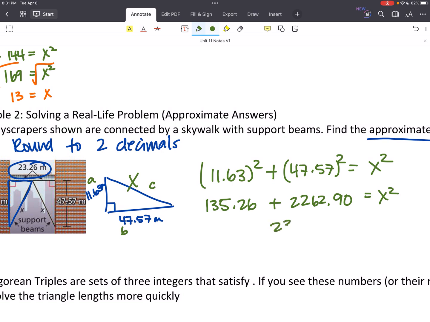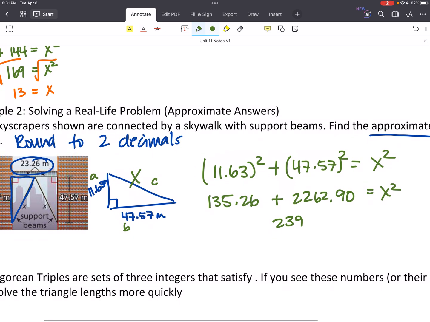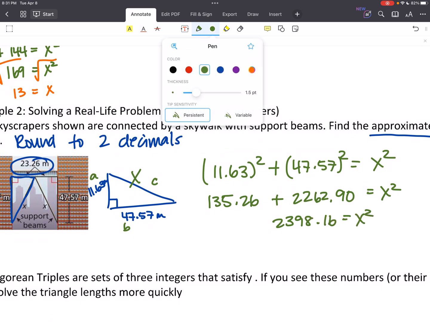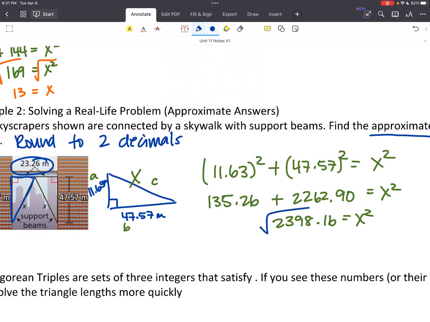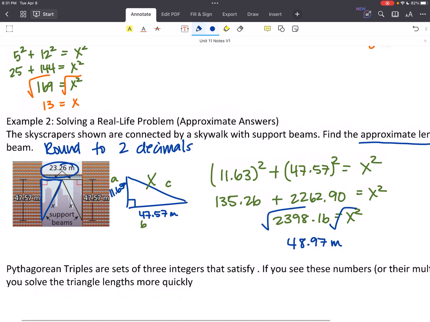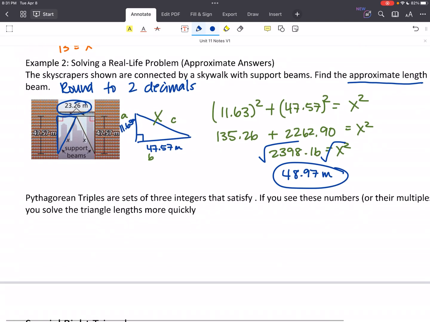And we get 2398.16 is equal to x squared. Then we take the square root of both sides. We end up with 48.97 meters. So the length of each support beam is 48.97 meters.